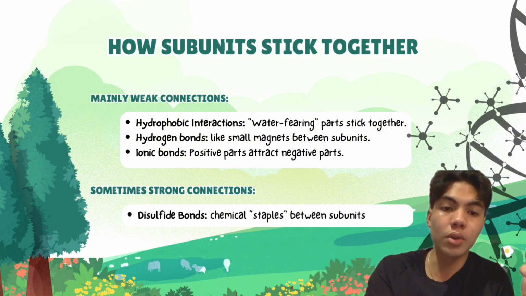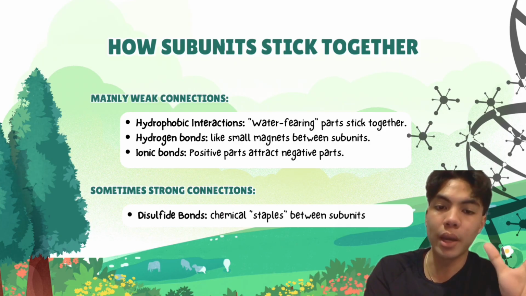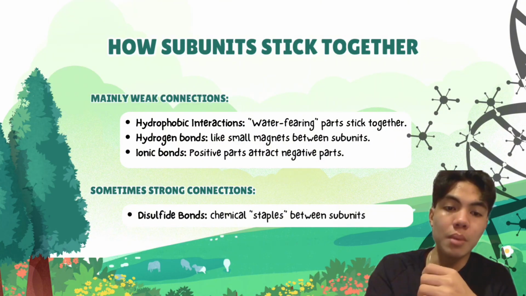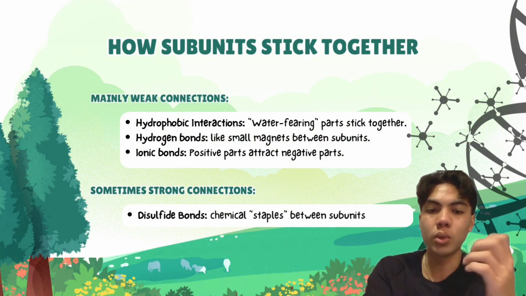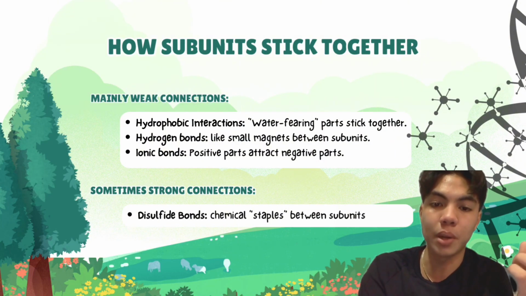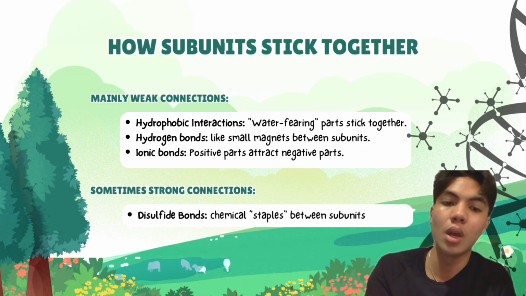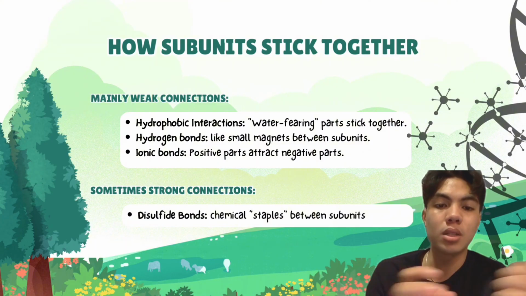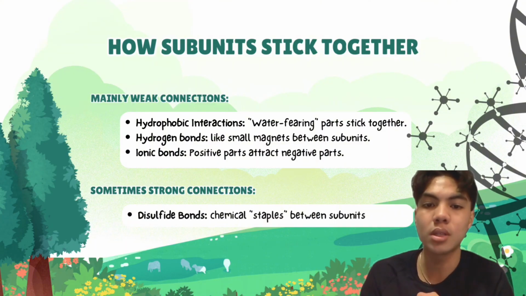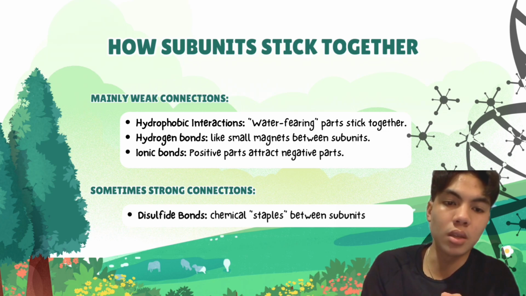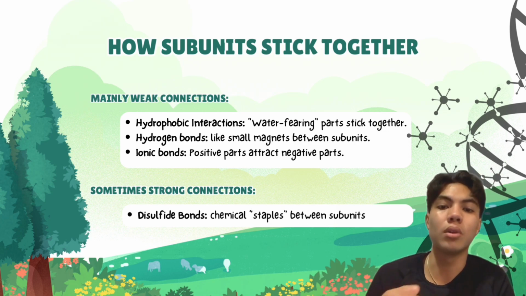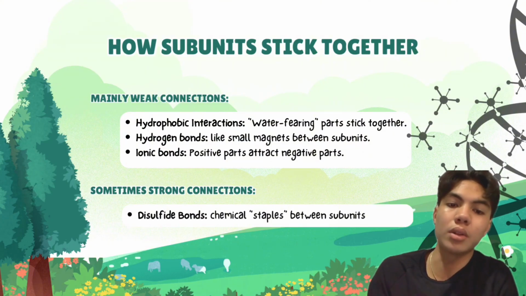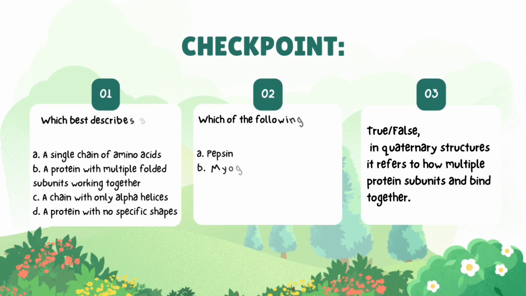They also use hydrogen bonds, which are like small magnets between specific parts of the subunits, helping them line up perfectly. And sometimes there are ionic bonds, which are like static electricity, positive parts attracting negative parts, also helping them hold on tight. Lastly, some stronger, permanent staples called disulfide bonds can form between subunits. This is a specific chemical link that locks them together very securely, but they are less common than other types of glue. Now we've arrived at a checkpoint.